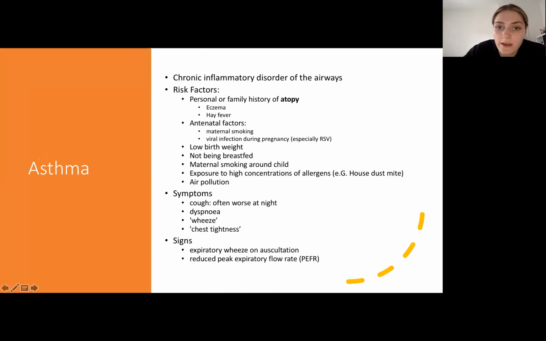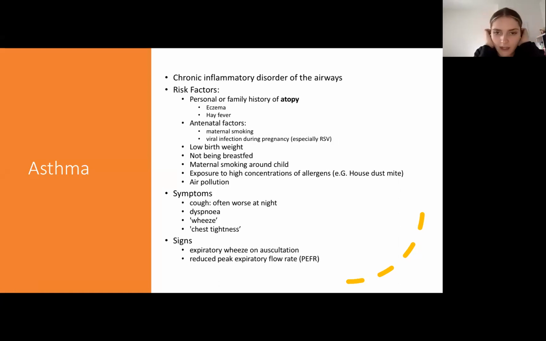So it is a chronic inflammatory disorder of the airways. Risk factors: a history of atopy, so eczema or hay fever. It's like a triad of atopy: asthma, eczema and hay fever. If you have one, you're more likely to get the other two.